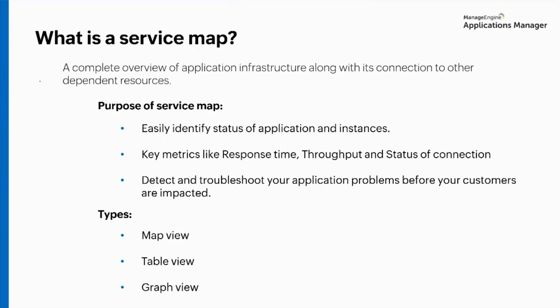The main purpose of having a service map is to easily identify the status of your application and also the instances, and monitor the metrics like response time, throughput, and status of the connection. Detect and also troubleshoot the application problems before your end users are impacted, and also to know the number of failed request count. The service map is of three types. One is the map view, the other one is the table view, and the third one is the graph view.